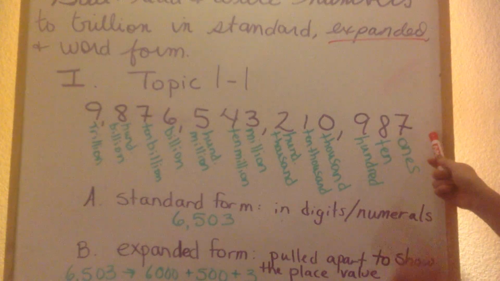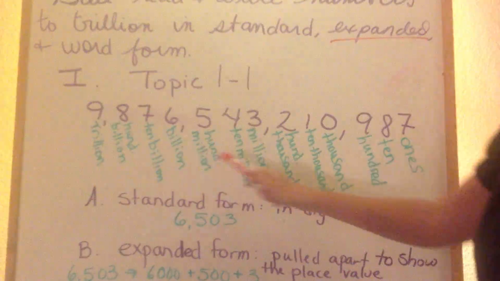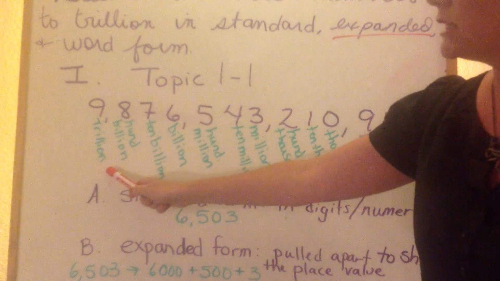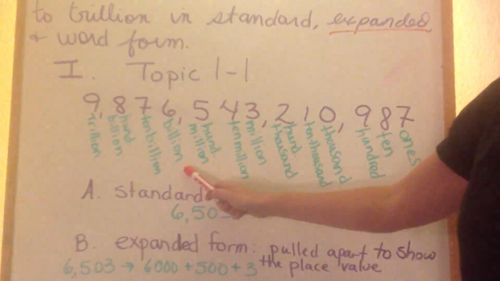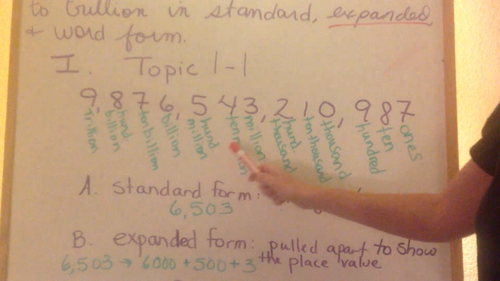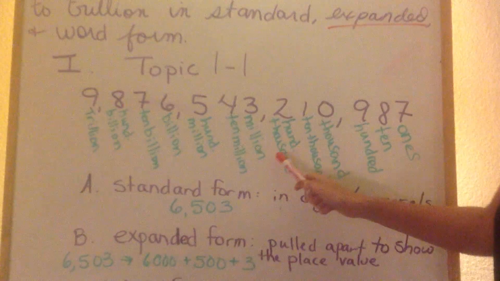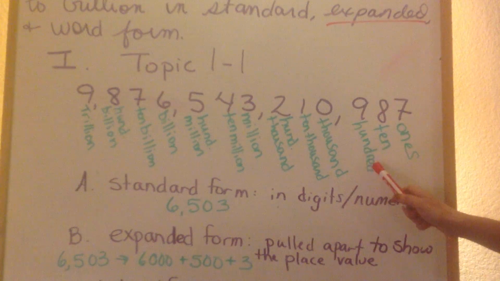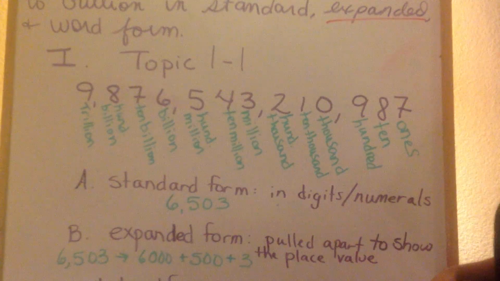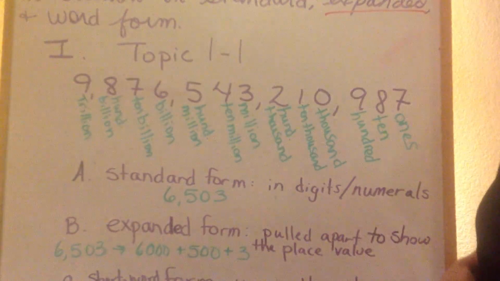You're going to put the video on pause, and you're going to write these place values underneath it. Trillion, 100 billion, 10 billion, billion, 100 million, 10 million, million, 100,000, 10,000, thousand, 100, 10, and ones. So put it on pause and get that all written down.